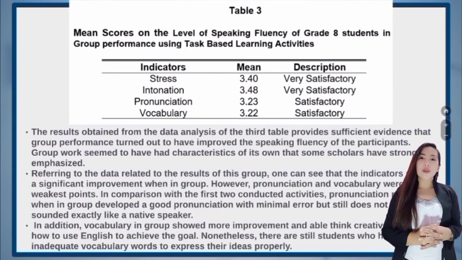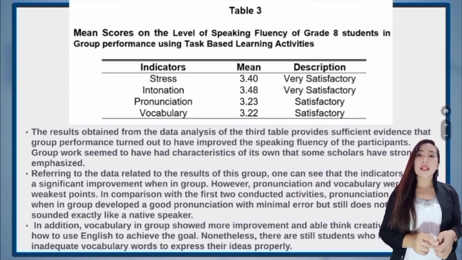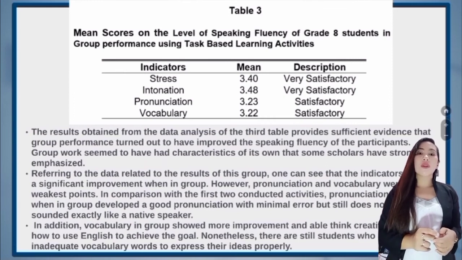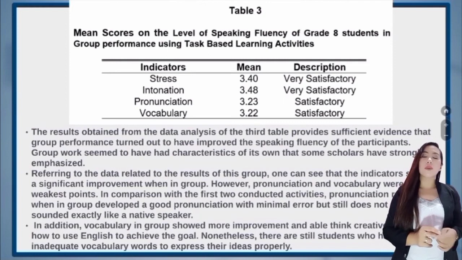In comparison with the first two conducted activities, pronunciation in group developed into good pronunciation with minimal error, but that still doesn't mean that they sounded like a native speaker. In addition, vocabulary in group showed more improvement, and students were able to think creatively about how to use English to achieve the goal. Nonetheless, there are still students who had inadequate vocabulary words to express their ideas properly.